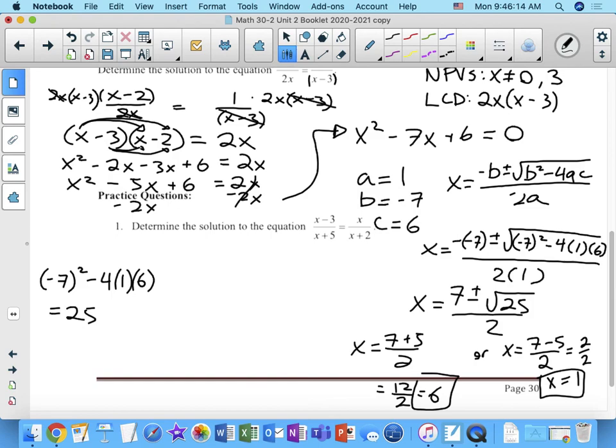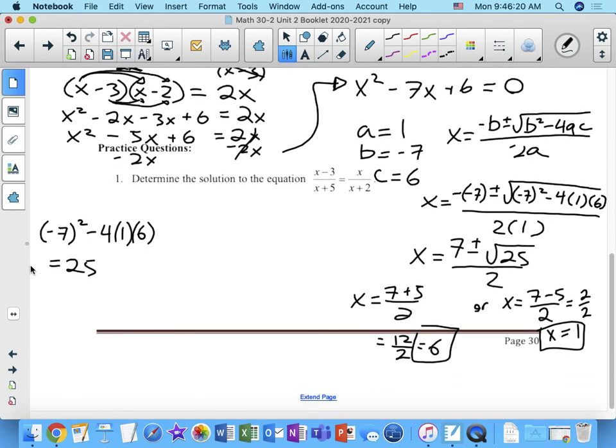Okay, so what I'd like you guys to do is work on questions 1 on this page, and then 2 and 3 on the next page, and I'm going to give you guys about 20 minutes to work on those, and then we will discuss as a group. Okay?